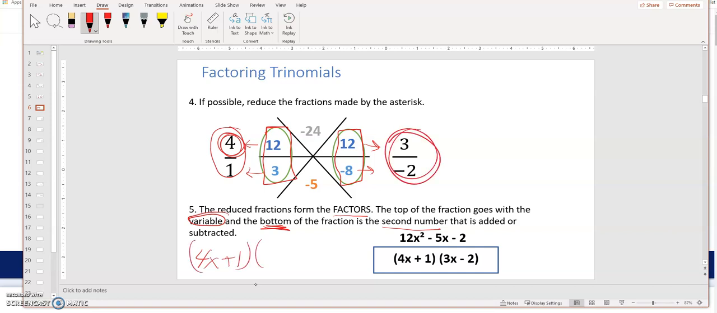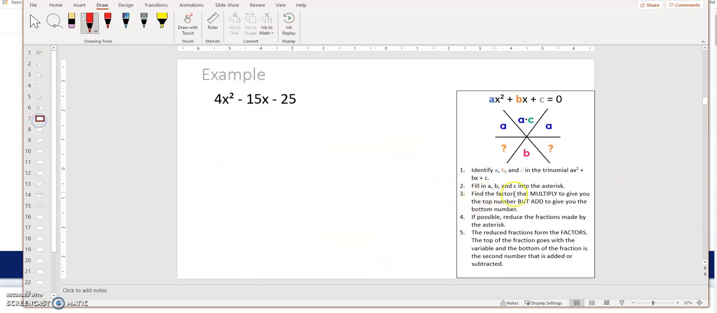Over here, let's do our next factor. Top number, 3, goes with the variable. Bottom number, added or subtracted. This is a -2, so it's subtracted, and that's it. Those are now your factors. So let's do another one. Here's your steps over here on the right.